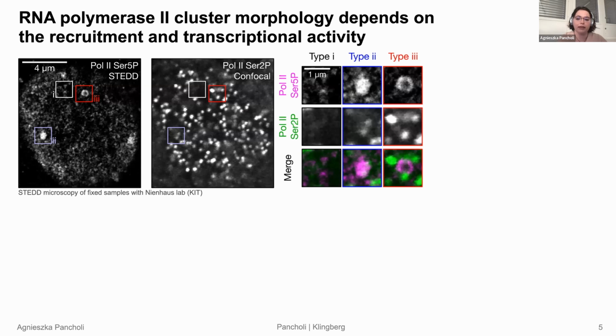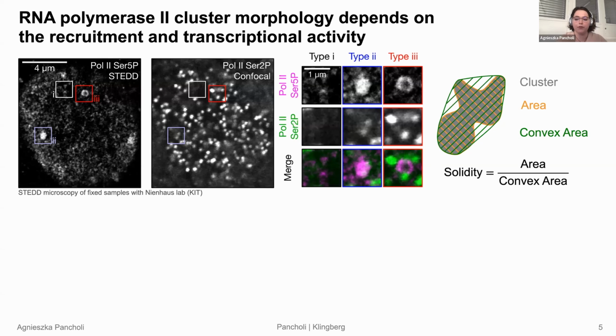To quantify the clusters in more detail, we prepared a pipeline which segmented the clusters and calculated 2 values for each of them, area and solidity. Solidity is a measure of roundness of a given object and can be calculated by dividing area by the convex area. Solidity has a value between 0 and 1. Perfectly round objects have a solidity of 1, and the more dispersed the object, the lower the solidity.